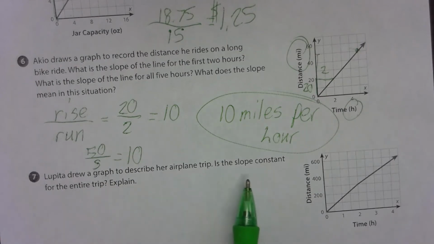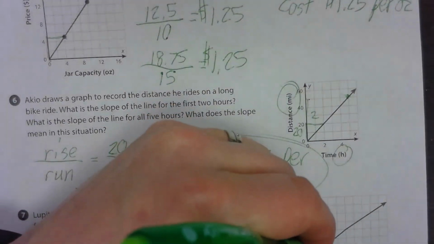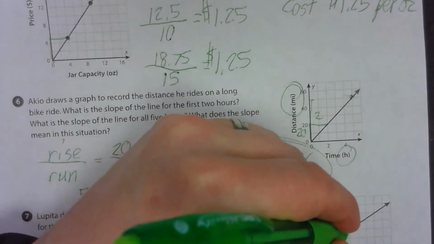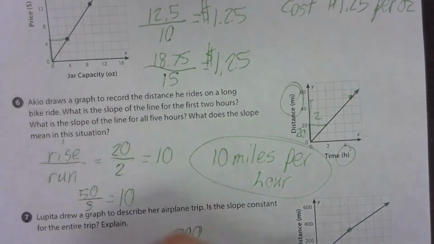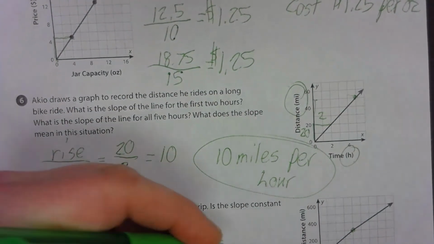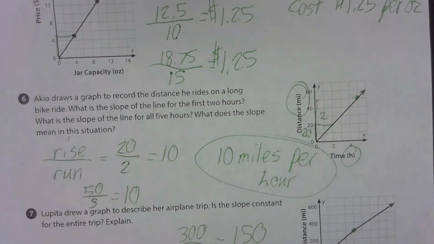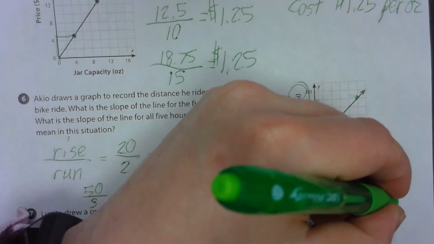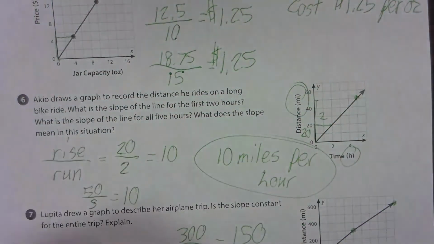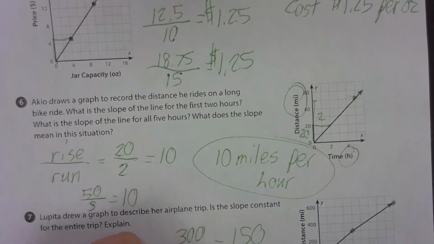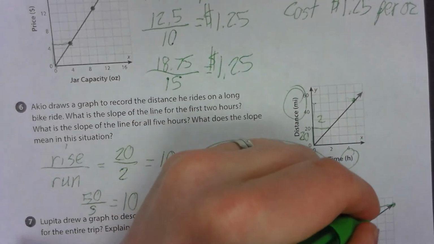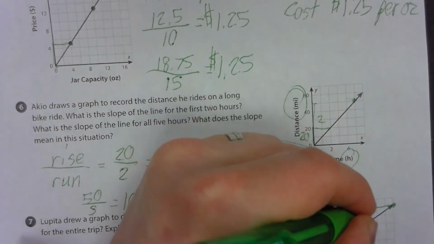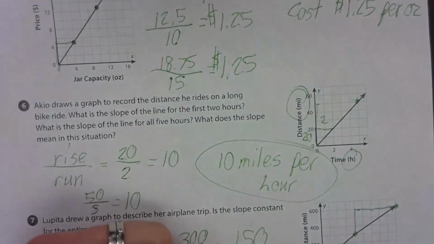To describe her airplane trip. Is the slope constant for the entire trip? Well, it sure doesn't look like it, does it? Because it looks like it's changing right there. I go up 300 over 2, which equals 150. Compared to, if I do this to this point, it looks like we go up another 300 compared to, what is this, 3. So that's 1, 2.5, 2.5.